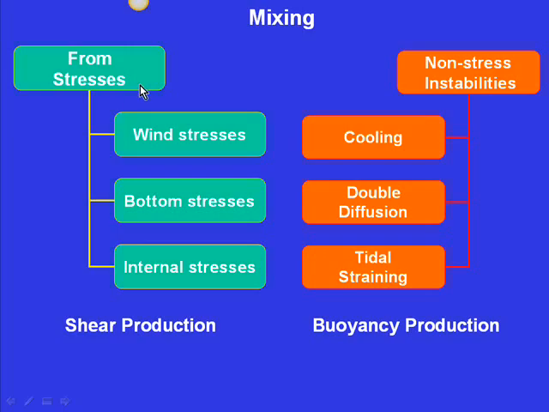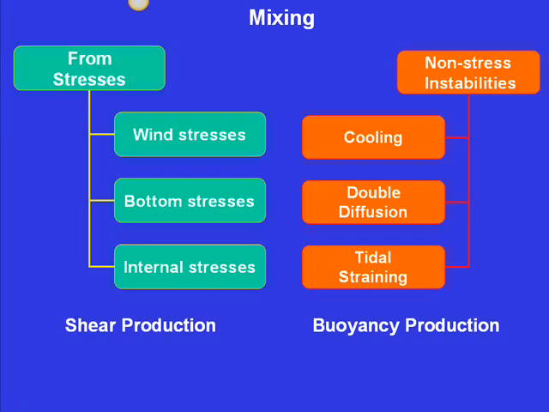And we see that mixing can come from stresses, and those stresses can be derived from wind, from the bottom, or from internal stresses in the middle of the water column. And then we see that instabilities produce mixing also, but not necessarily related to stresses, but related to buoyancy input like cooling. Cooling will cause convection of the water column. Double diffusion also can cause convection, both upwards and downwards in the vertical. And we saw that tidal straining can also cause mixing.